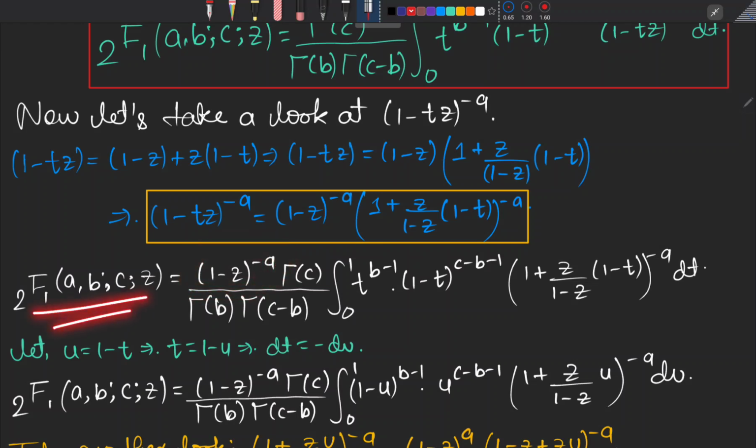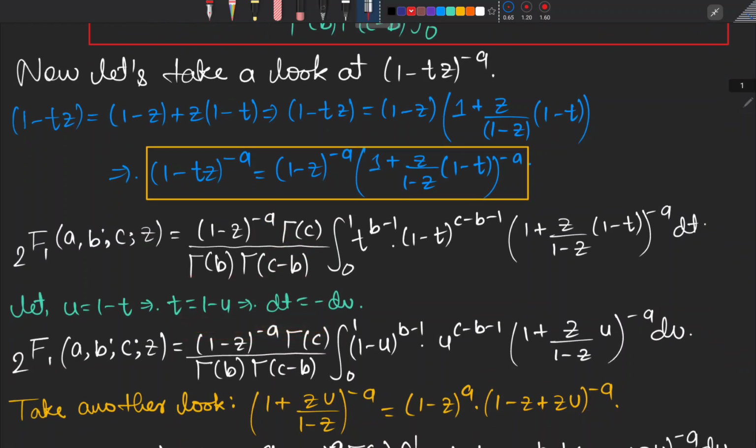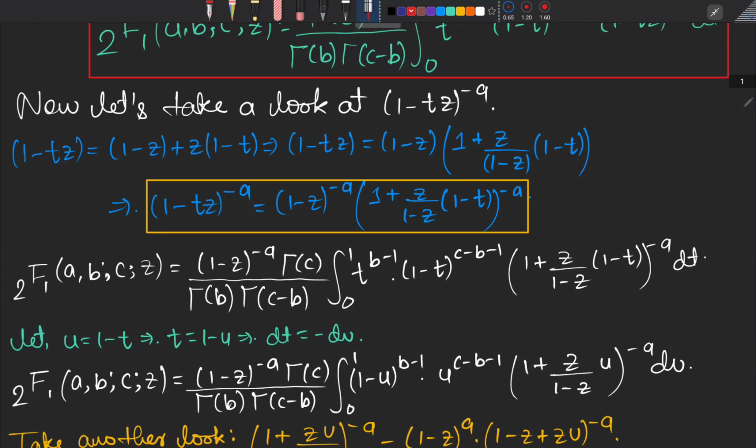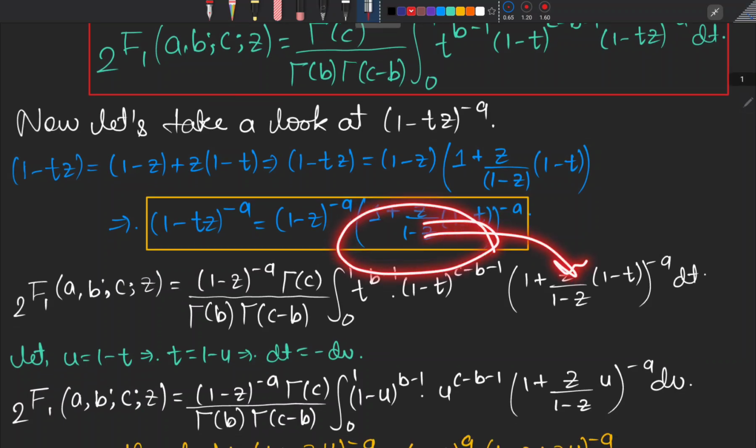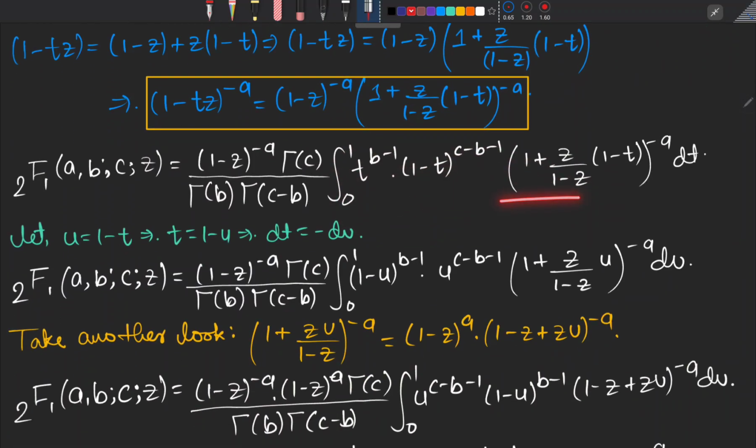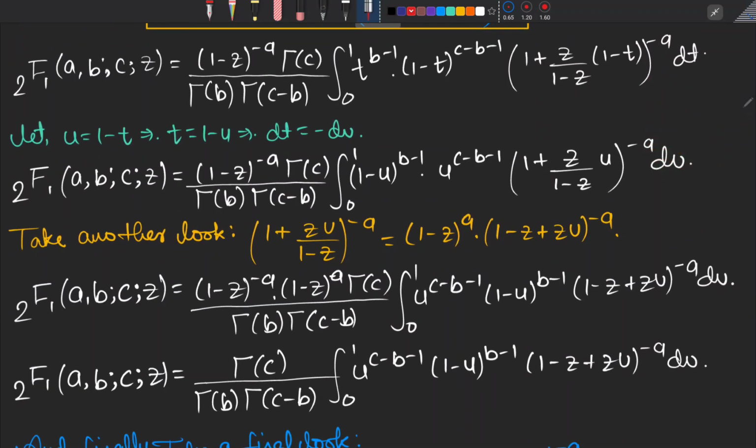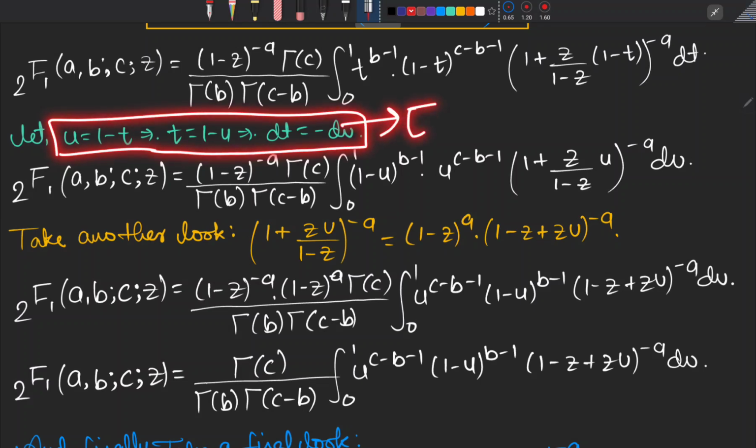The hypergeometric function equals (1 minus z) to the power negative a times Γ(c) over Γ(b)Γ(c minus b) times the integral of t^(b minus 1) times (1 minus t)^(c minus b minus 1) times this thing actually. So yeah, it's (1 plus z over 1 minus z times (1 minus t)) to the power negative a dt. Okay, and now you can say this substitution is Euler's clever substitution.